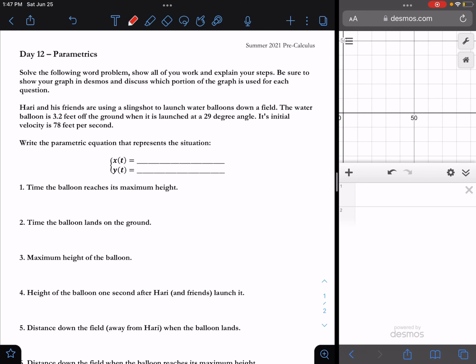Okay, so let's get started. Harry and his friends are using a slingshot to launch water balloons down the field. The water balloon is 3.2 feet off the ground when it is launched at a 29-degree angle. Its initial velocity is 78 feet per second.